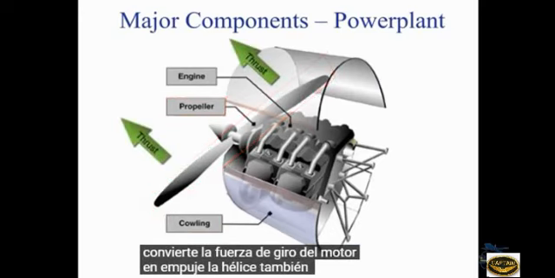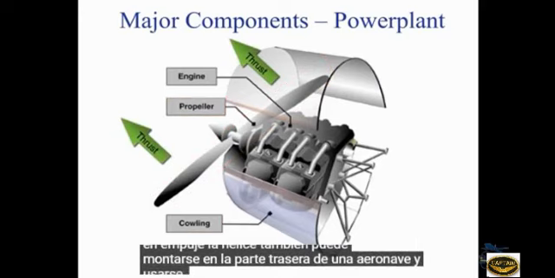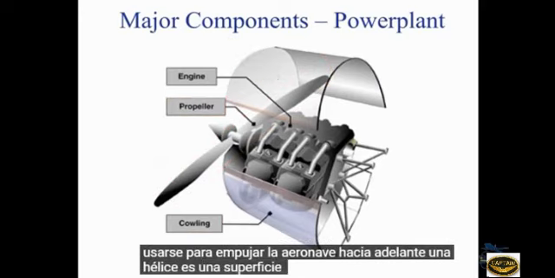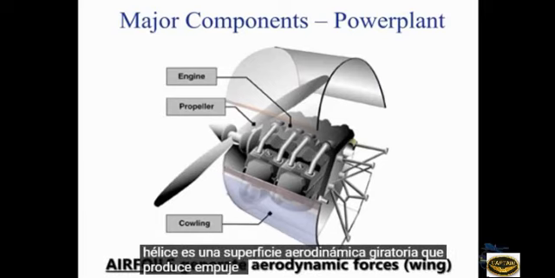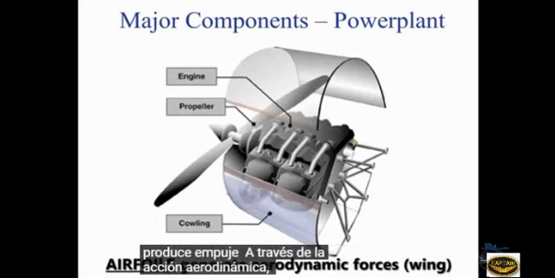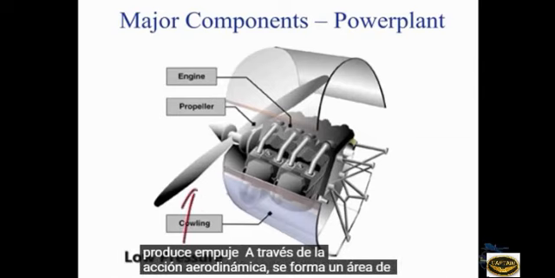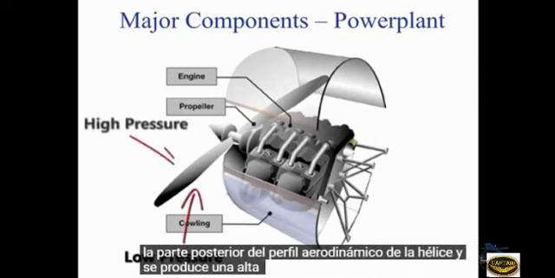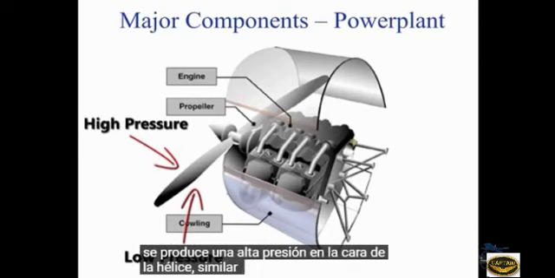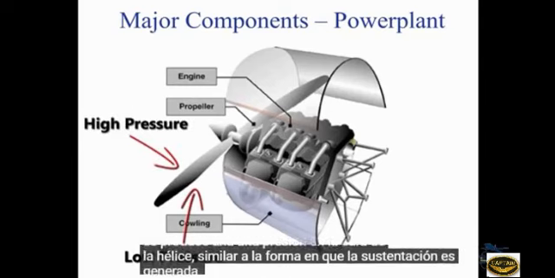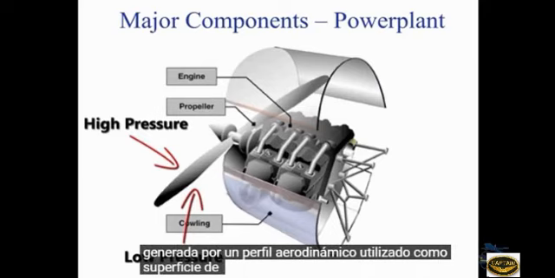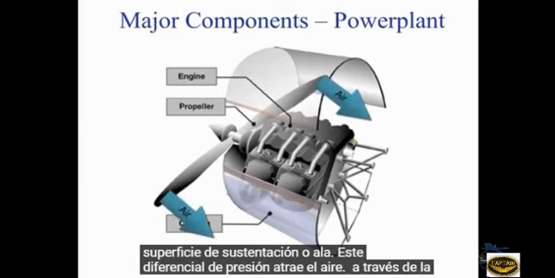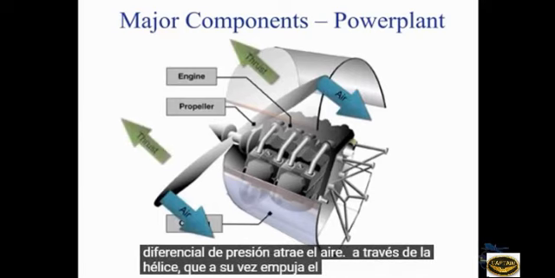The propeller may also be mounted on the back of an aircraft and used to push the aircraft forward. A propeller is a rotating airfoil that produces thrust through aerodynamic action. A low-pressure area is formed at the back of the propeller's airfoil, and high pressure is produced at the face of the propeller, similar to the way lift is generated by an airfoil used as a lifting surface or wing. This pressure differential pulls air through the propeller, which in turn pulls the airplane forward.